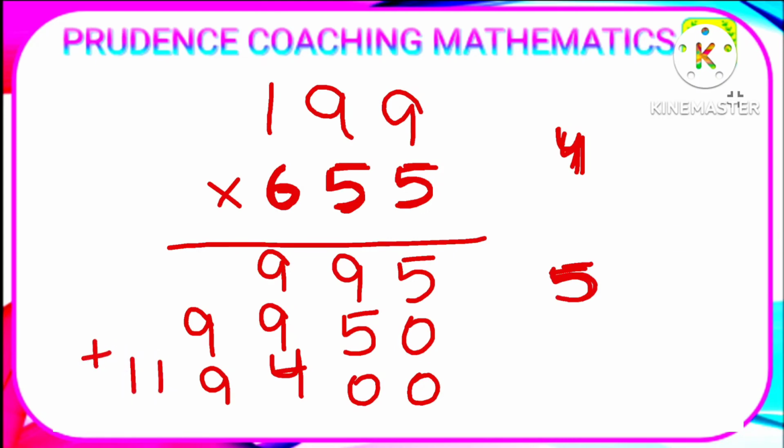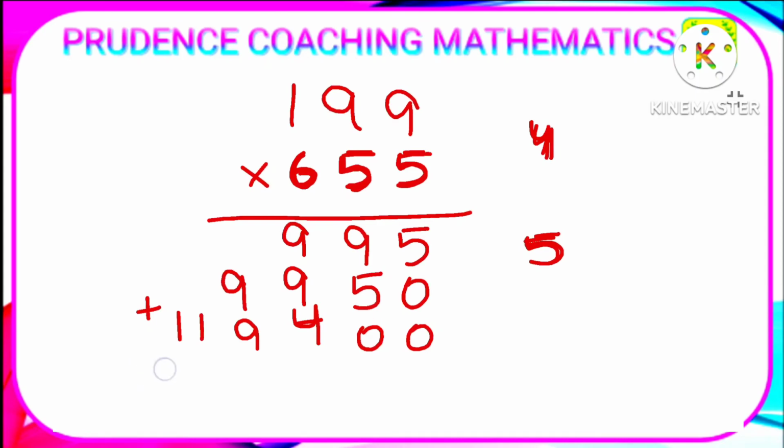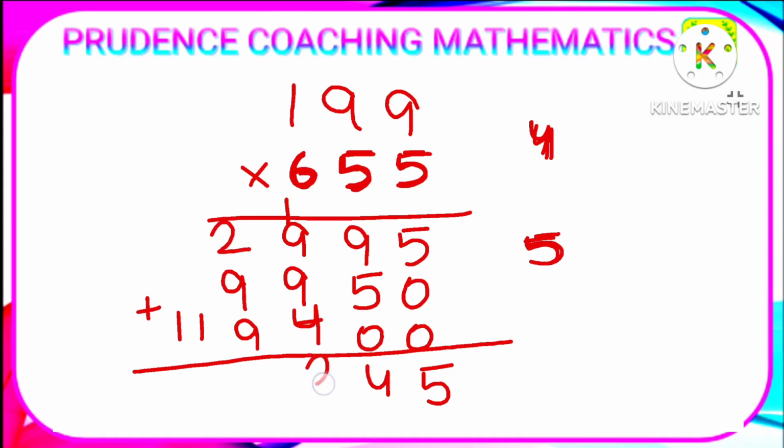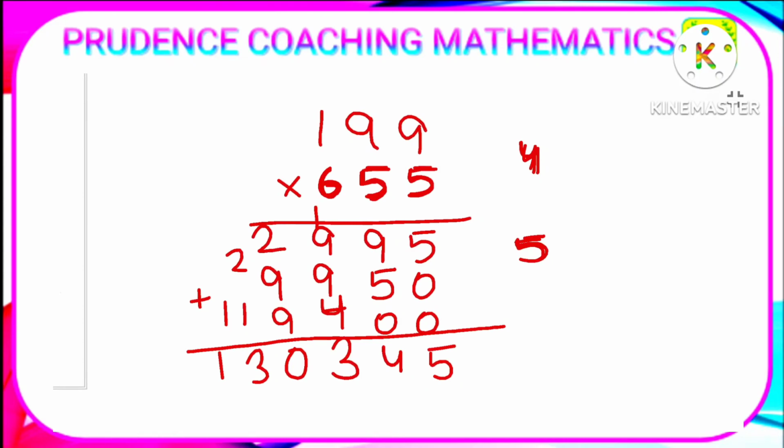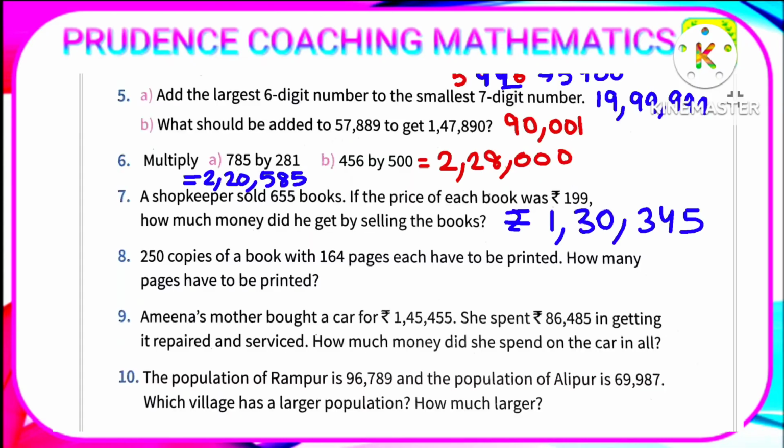Now we need to add. So let us add. Here you will get 5. 9 plus 5 is 14, so 1 carry. 18, 19, 19 plus 4 is 23, so 23 over here. And here we have 9 plus 9 is 18, 19, 20, so 2, 0. 2 plus 1 is 3 and 1. So here we are getting 1,30,345.